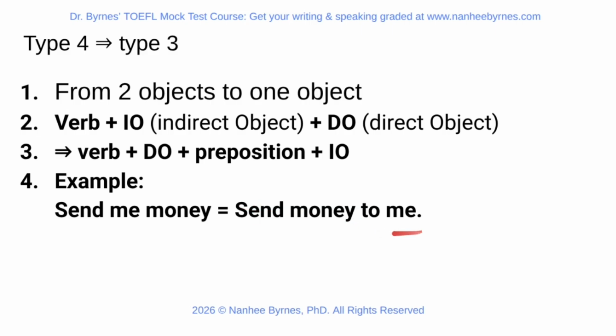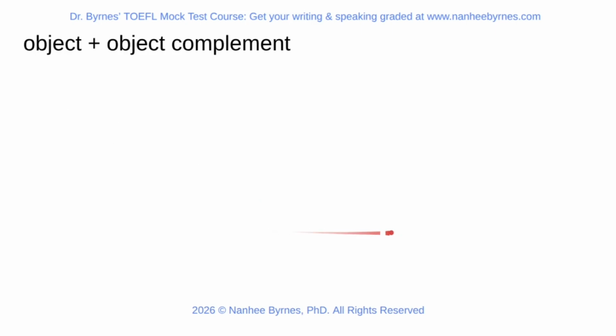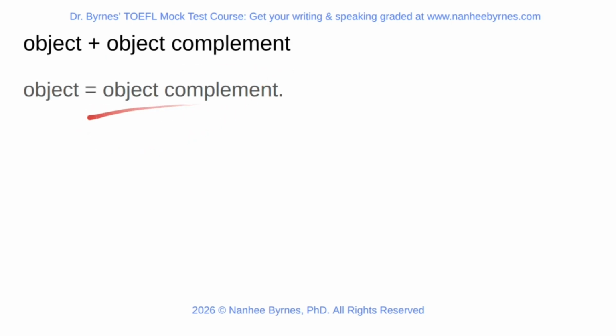Finally, there are verbs that require an object plus an object complement. This is similar to linking verbs because the object equals the object complement. Example: I made you rich. Here, you equals rich. English verbs can be very flexible and can appear in more than one structure.